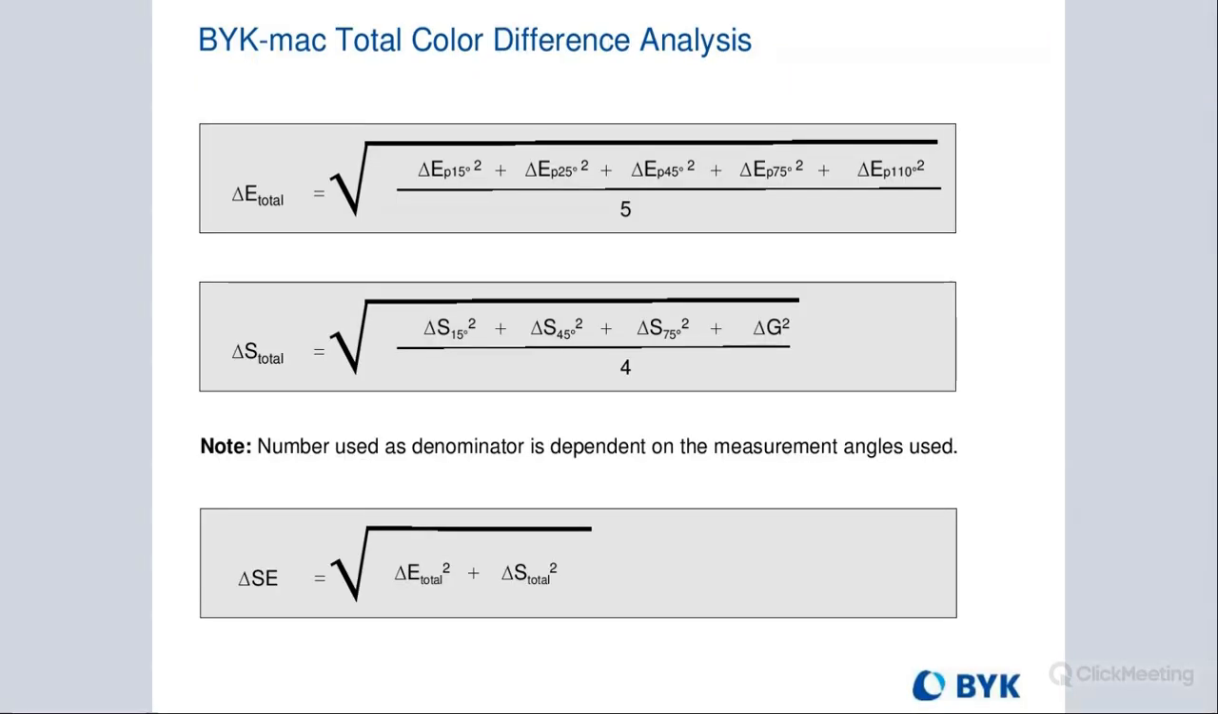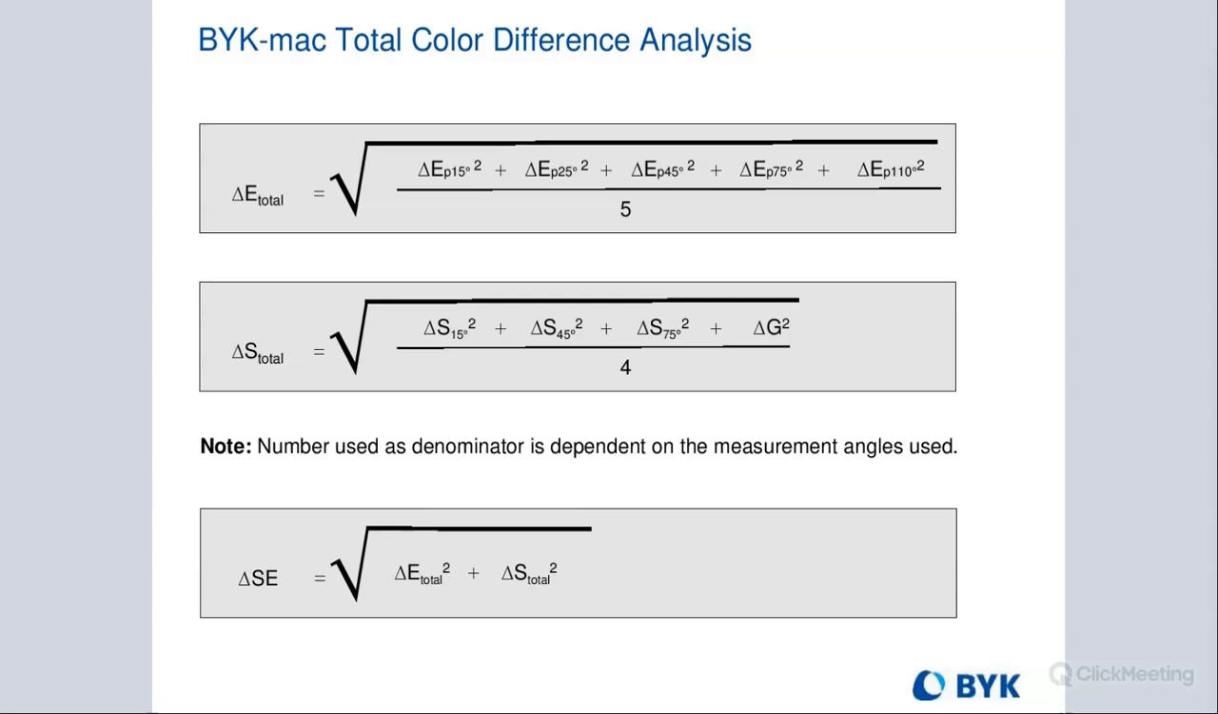And then here we go to look at the more detailed explanation of these equations. So for our delta E total, we see that it takes into account our delta E difference in 15 degrees, 25 degrees, 45, 75, and 110, and then it divides it by those 5 angles. Now, if you use the negative 15 angle, it would take that into account, then divide it by 6. That gives us our delta E total.